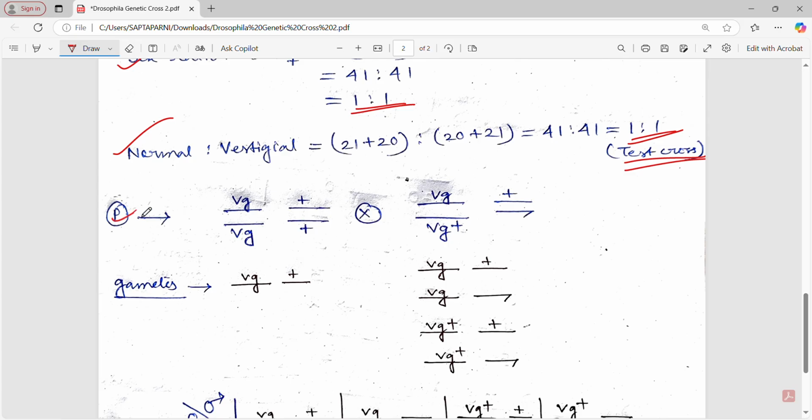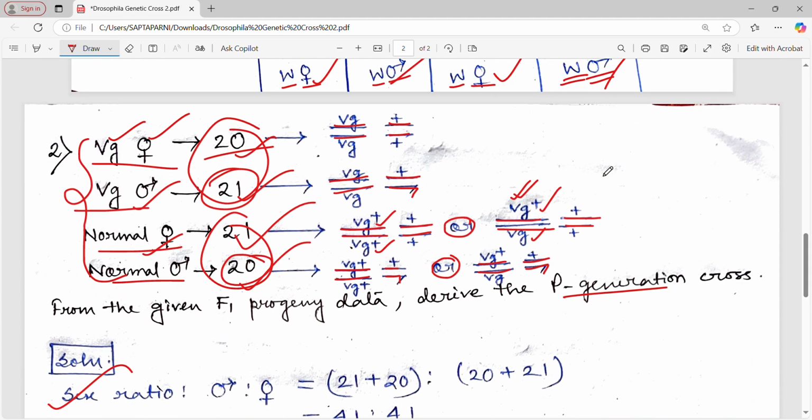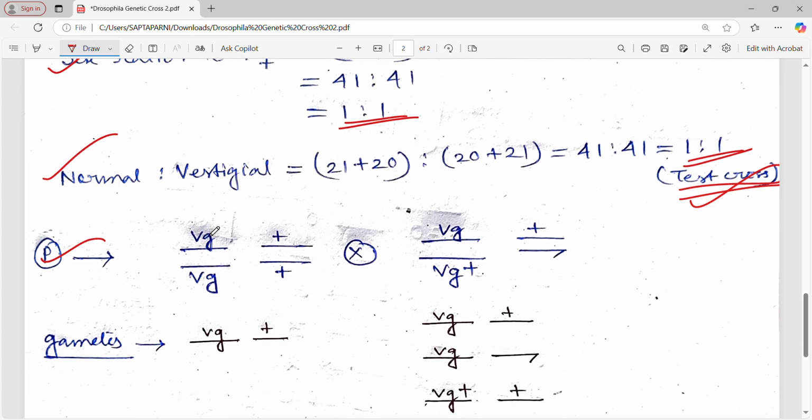As we have known that it is a test cross ratio, so it is very easy to determine the P generation cross. See, first thing first, obviously the vestigial female or male, whatever, they contain 2 Vg alleles. That means one Vg allele is from father and one is from mother. So obviously both the father and mother will contain at least one Vg allele in their autosome. So see here in female mother, we can see one Vg allele on one chromosome, and in father we can also see one Vg allele on one autosome.